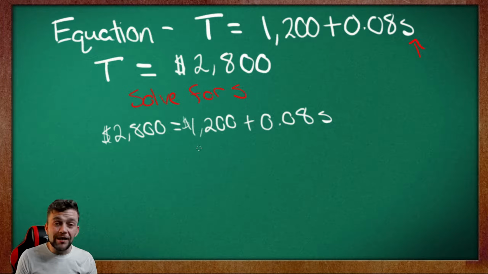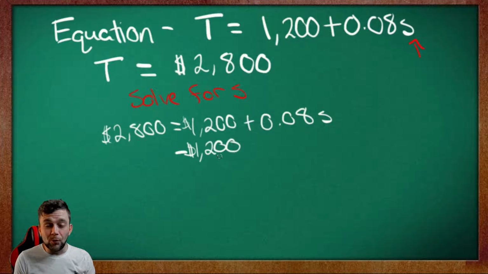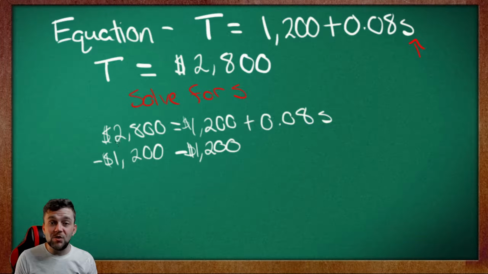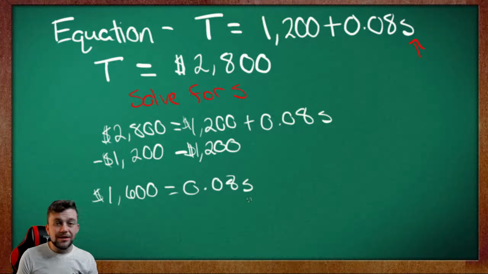So, how do we do that? We subtract the $1,200 from the right side, and whatever you do to one side of the equal sign, you must do to the other side. So go ahead and subtract the $1,200 from the left side, and we are left with, what is $2,800 minus $1,200? We are left with $1,600. And that equals our 0.08 S. Not too bad.